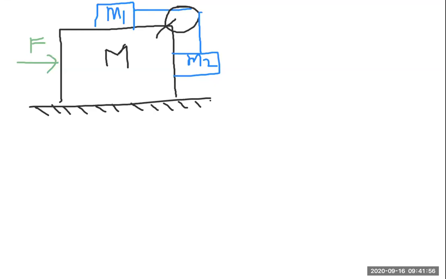So out of these three blocks, M, M1, M2, can you tell me for which blocks the acceleration direction is obvious and for which block or blocks the direction of acceleration has to be worked out?